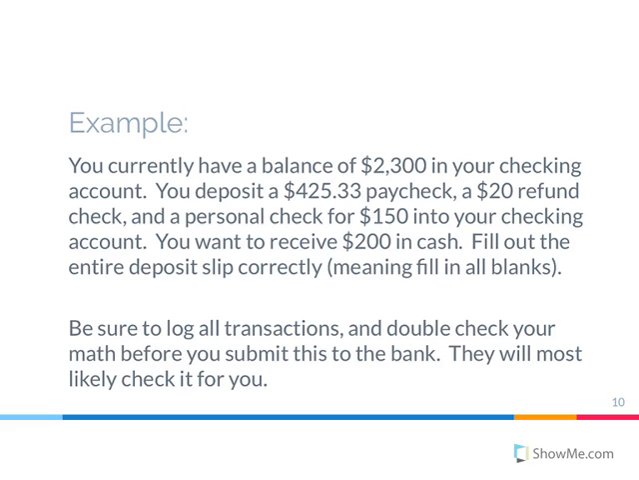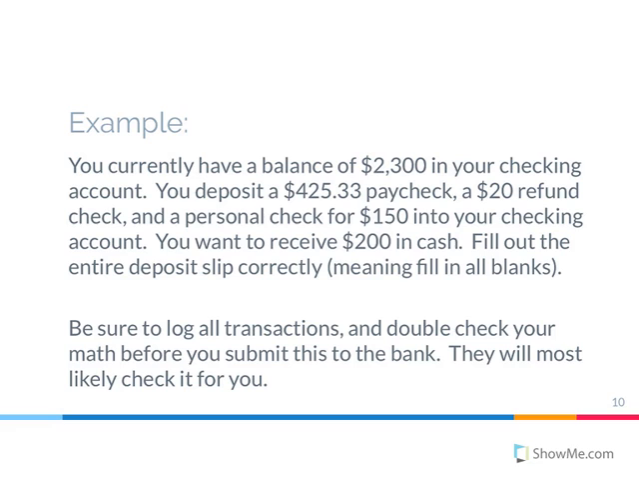For this example, I want you to go through, and you do have some space to do the math for this deposit slip on your actual notes. So you currently have a balance of $2,300 in your checking account. You deposit a $425.33 paycheck, a $20 refund check, and a personal check for $150 into your checking account. You want to receive $200 in cash.